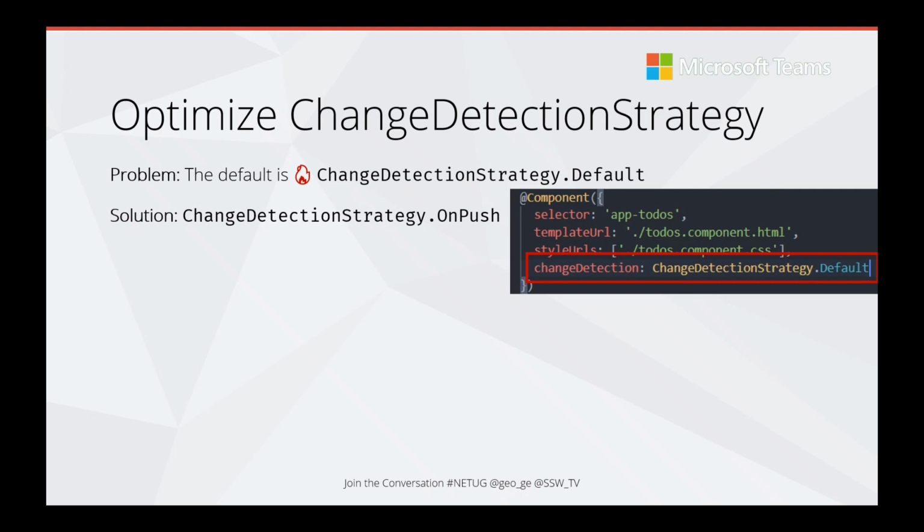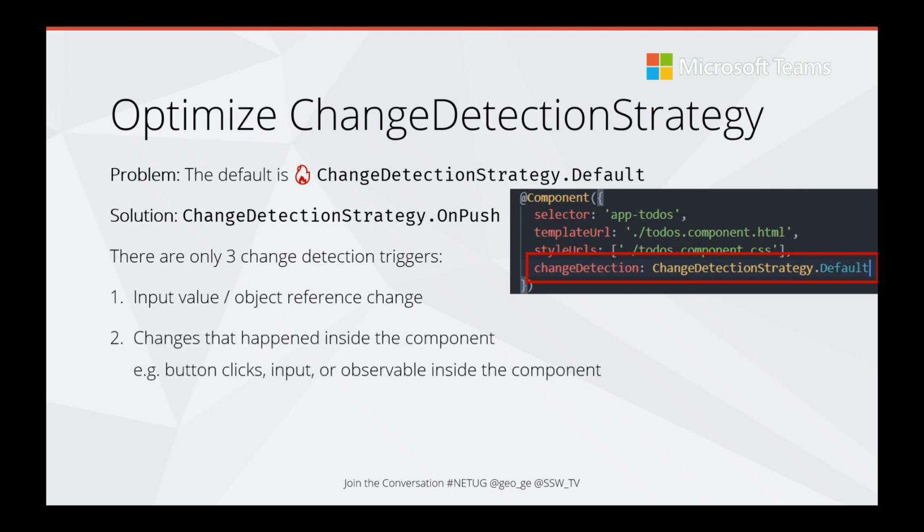So this solution of OnPush is actually telling Angular, hey, to do a change detection on this component, you can only do it if it fits one of the three triggers. So one is if the input value or reference changes. Usually if you pass your input from the parent component to the child component, it needs to have a reference change for Angular to notice that.